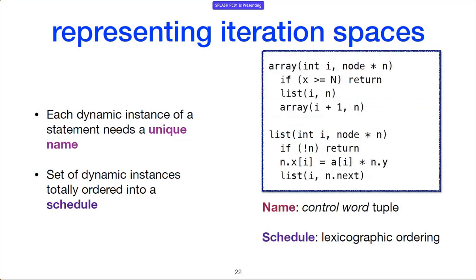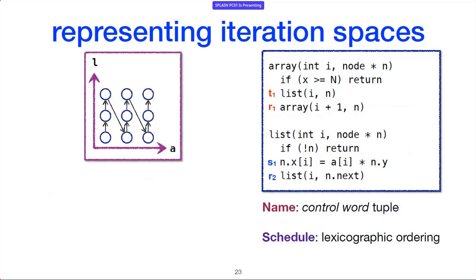When I'm dealing with recursive programs, it's not quite that simple because I don't have an i and a j. And recursion is not nice and linear in the same way that loops are. Here, I've changed my program from walking over a tree to just walking over a linked list instead because it makes the presentation a little bit easier. But it's basically the same thing. It's just an array function that calls on this function, or actually in this case, a list function that does the computation. So what PolyRec does to represent iteration spaces is it names everything using what we call a control word tuple. So here's what that is.